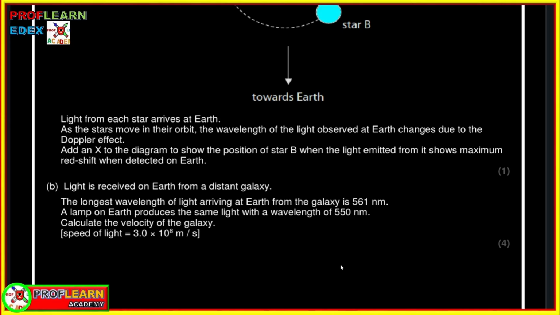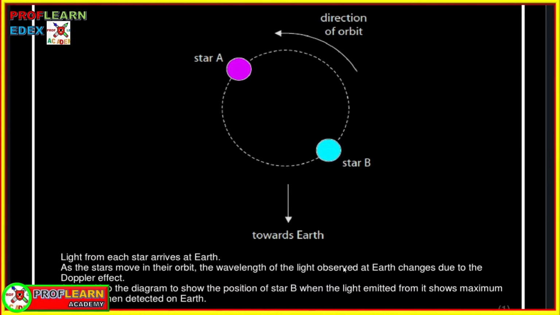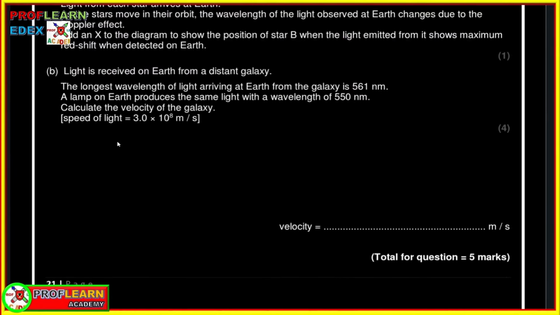All right, let's now go back to the question. Add an X to the diagram to show the position of star B when the light emitted from it shows maximum redshift. It will show maximum redshift at this particular point when it's moving away, because this is the point here. Let me just draw at this particular point. Yes, this is where the object will show maximum redshift as it's moving away, right?